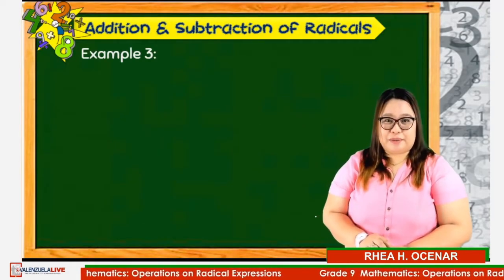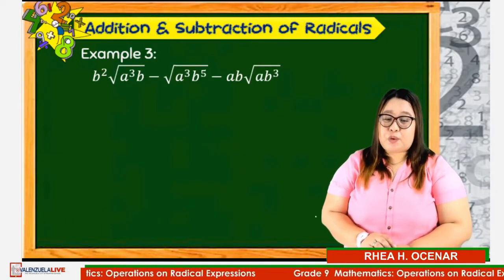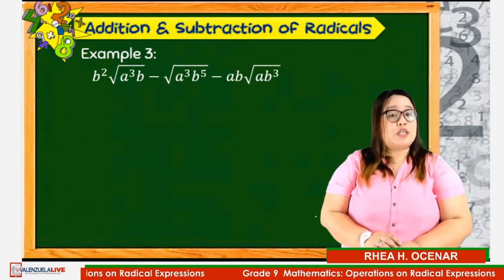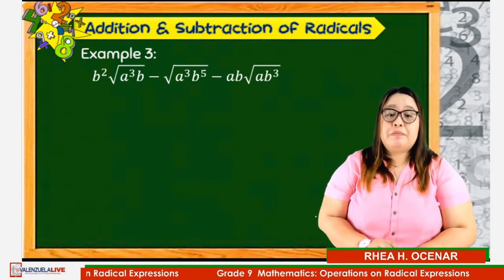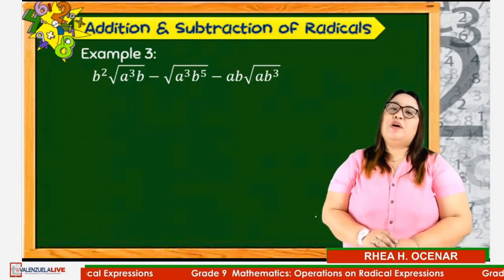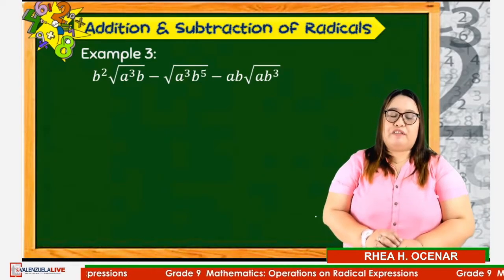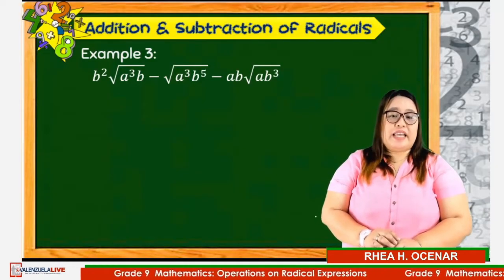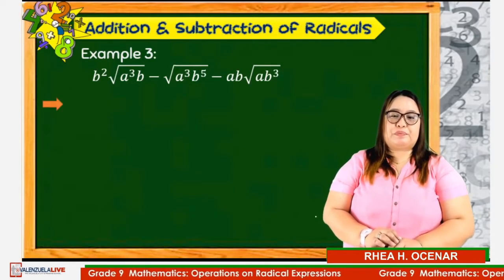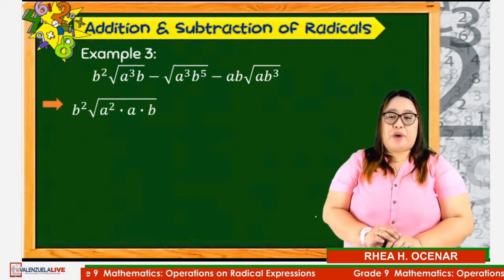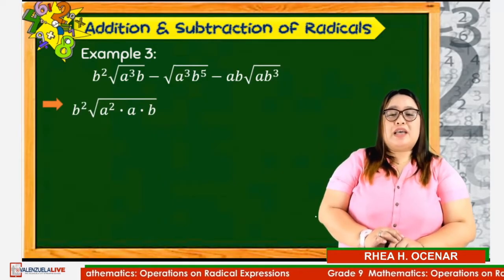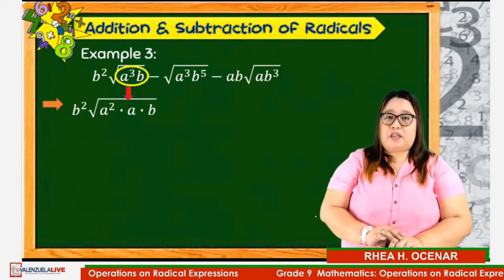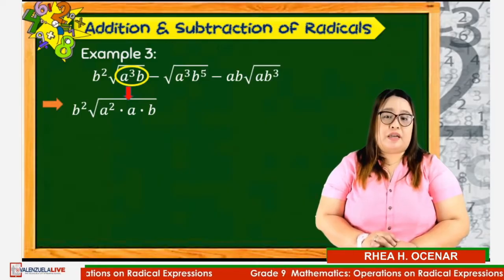Example number 3. b squared square root of a cubed b minus a square root of a cubed b raised to 5 minus ab square root of ab cubed. Factor out the radicands. We have b squared square root of a squared times a times b, for b squared square root of a cubed b.